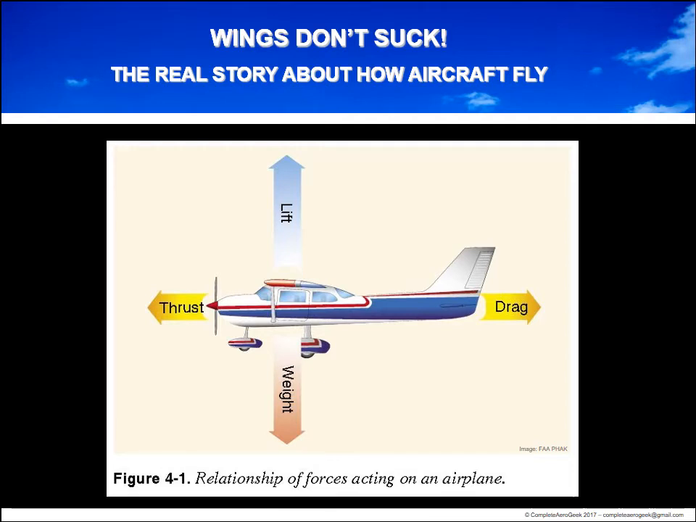Thrust is created by the engine and either a propeller or jet thrust. Drag is created by moving the aircraft through the air and making the air do work. Weight is the all-up weight of the aircraft being affected by gravity. Lift is created by the wings. Without lift, we have a car, not an aircraft. So let's look at how wings work.